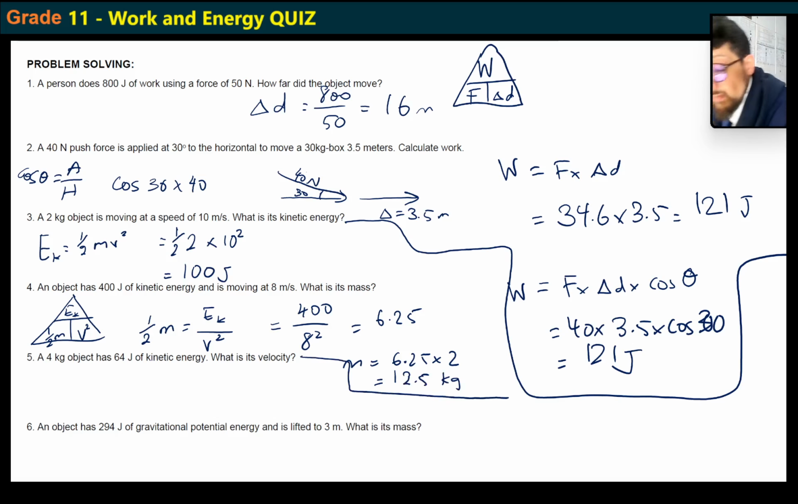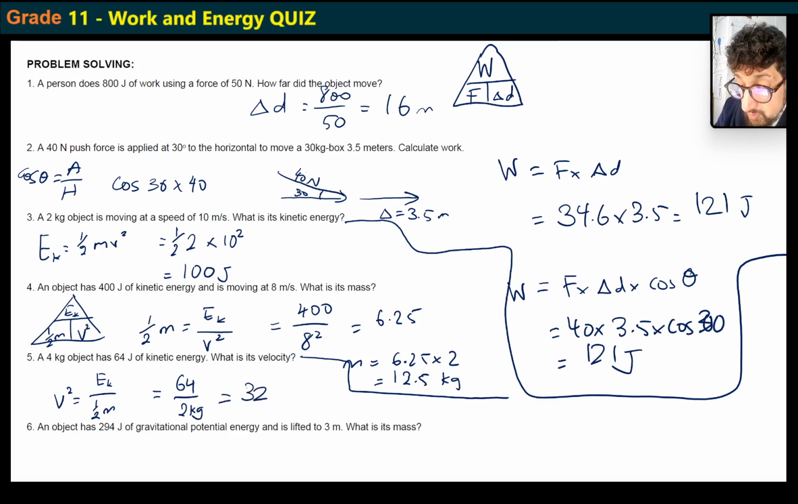Okay. A 4 kilogram object has 64 joules of kinetic energy. What is the velocity? So once again, I'm going to use the same formula. V squared is equal to EK over half of m. So it's going to be 64 over half of m. What's half of 4? 2 kg. And that's going to be 32. But remember, what we just found was v squared, not v. So I still have to find the square root of this. So v equals the square root of 32, which is 5.7 meters per second.